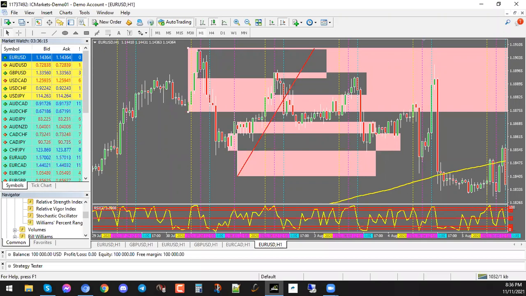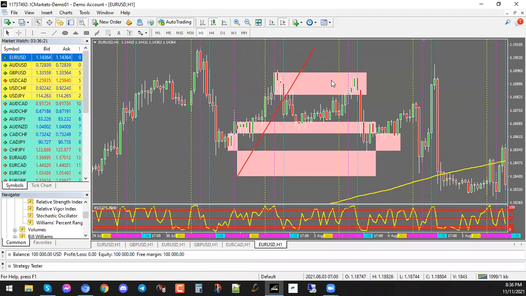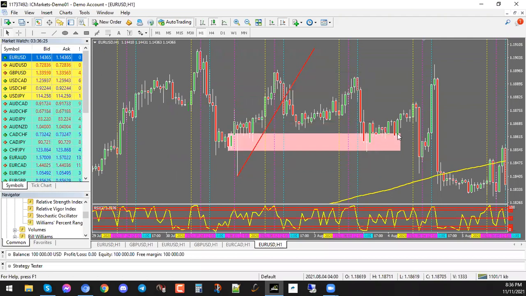My order block at the top. Let me remove these little order blocks. I'm just going to remove them. Oops. Removed the major one. Okay. Go back to the 4-hour.